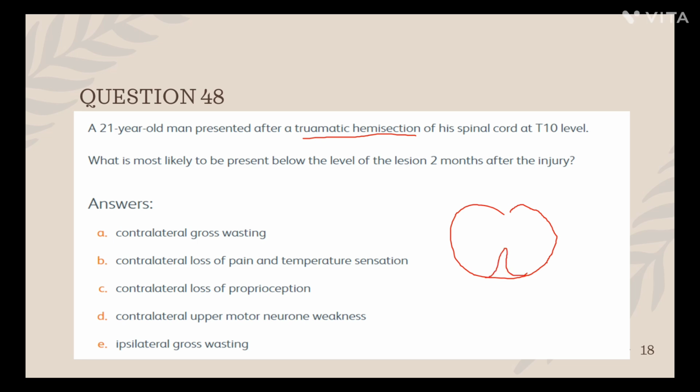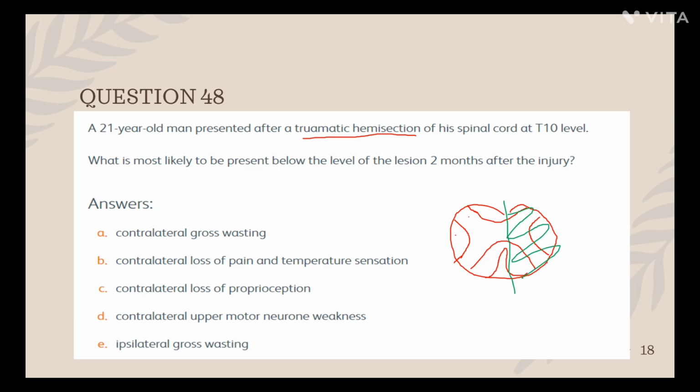And you have your anterior and dorsal. Okay, you have your white matter here and gray matter inside. Now you have to understand that this patient had hemisection. Hemisection means half of his spinal cord is gone.